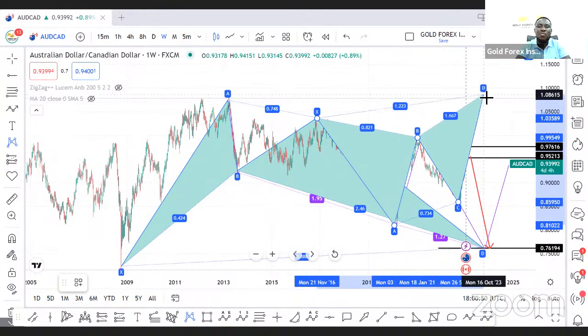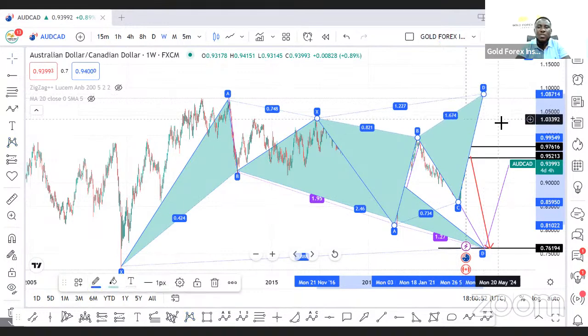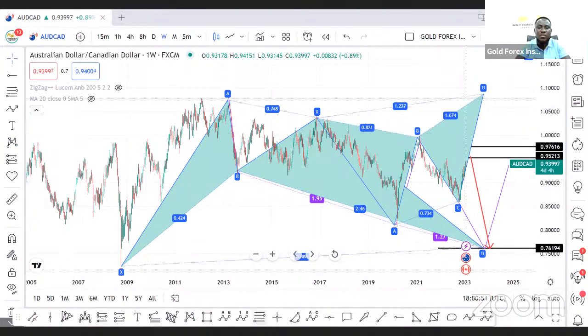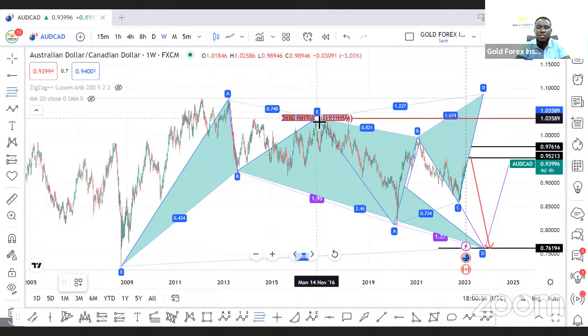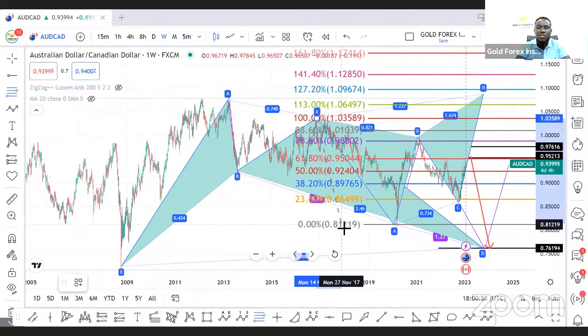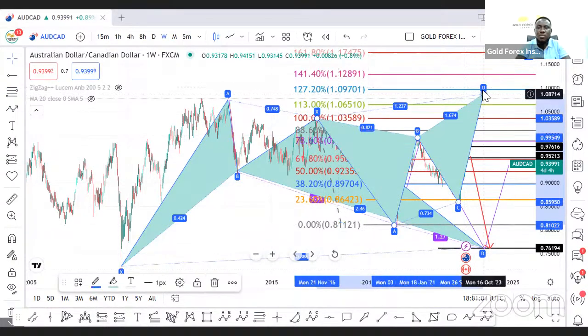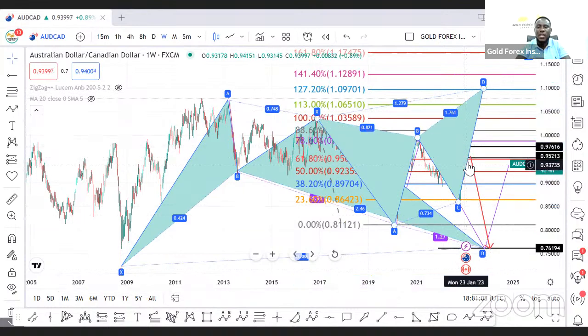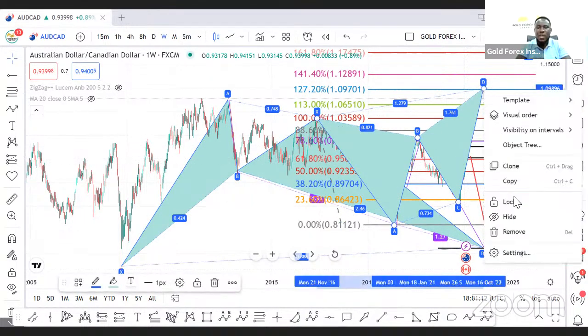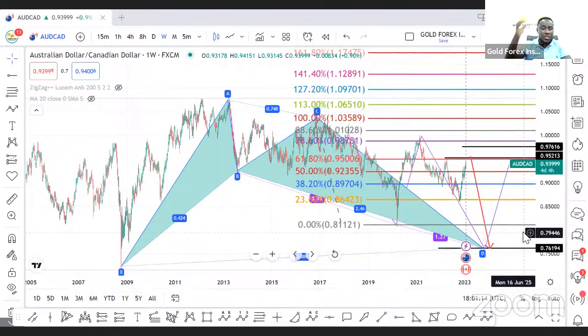That would be like the 1.272 Fibonacci level. So let me see. You can see 1.272. If you break this equal high, then that means 1.272. But for now, I am sell bias for AUD card.